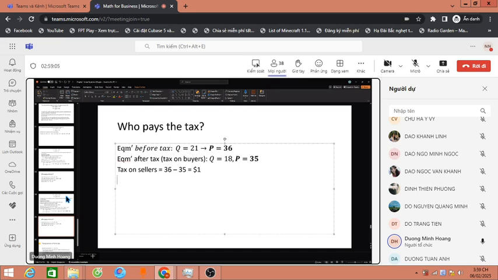Now tax on buyers has to equal the rest. It's because the total tax is 13, and sellers already pay $1 in tax. So that means buyers have to pay $12 in tax.